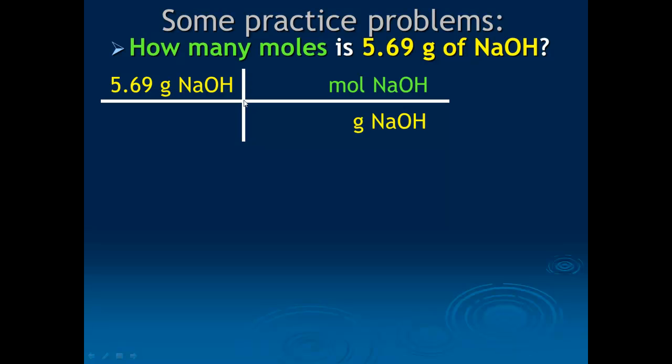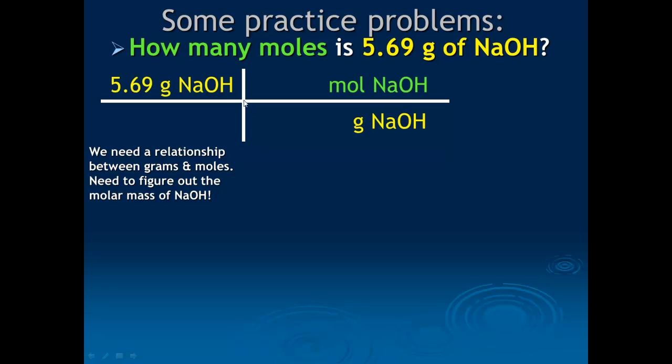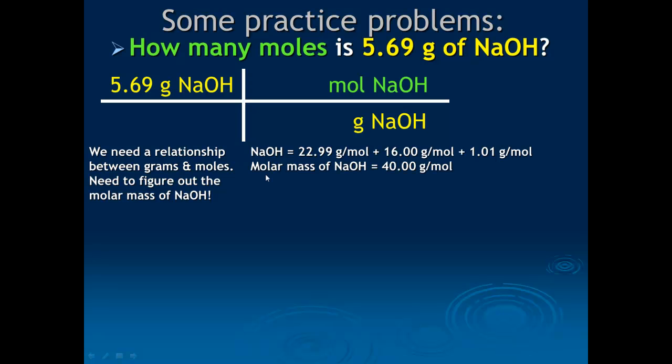So I need to ask myself, do I know a relationship between grams and moles? Well, yes, I do. I can take a look at the periodic table and get the mass of that. So I add up my sodium hydroxide off the periodic table. Sodium is 22.99 grams per mole, oxygen 16.00 grams per mole, and then finally the hydrogen 1.01 grams per mole. I add all this up and that equals 40.00 grams per mole. Remember, this is the same as saying 1 mole is equal to 40 grams.